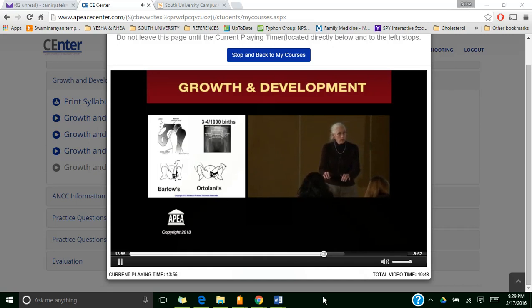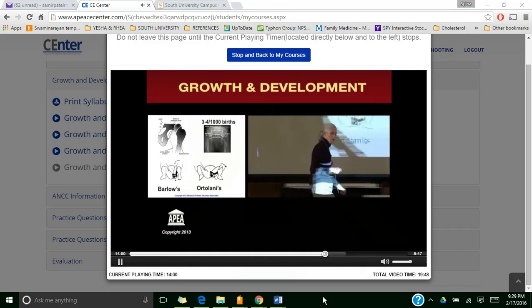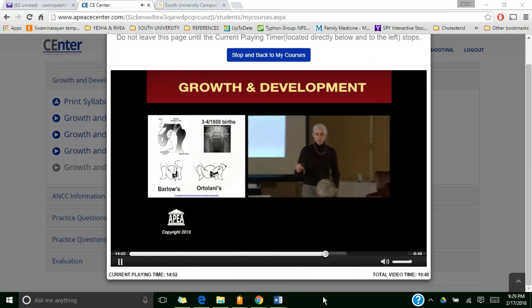So here's another clue. A 2-month-old patient has suspected hip dysplasia. What might be present on assessment? What are you thinking?